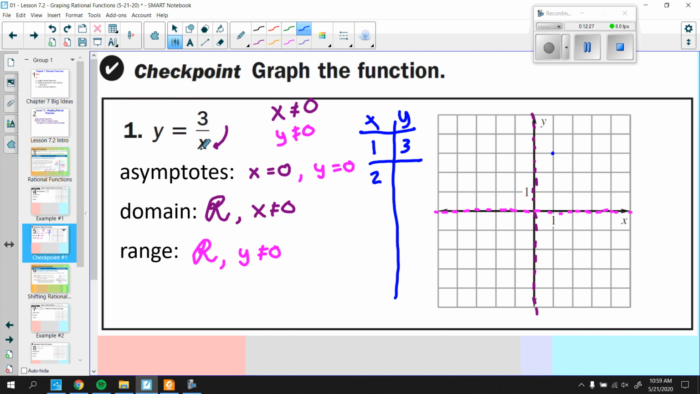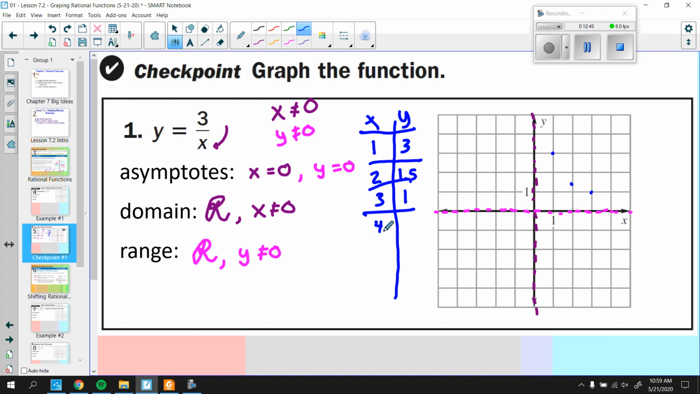3 over 2 is 1.5. Okay, so if I go over to 2, I'm getting up to 1.5. All right, let's do another one. Whoops. 3 over 3 is 1. Okay, so 1, 2, 3, 1.